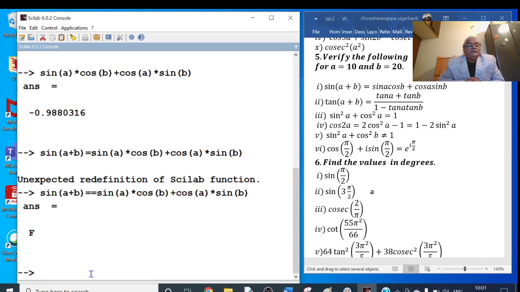This is because of calculation errors. It calculates first the left hand side, then it calculates sin a cos b, then it multiplies. Again cos a is calculated, sin b is calculated, it is multiplied, then it is added. While adding and multiplying, we may get some numerical errors. That means this value and this value may differ after some 10 places, 20 places after the decimal point. Then they will not be equal. For that reason, it is showing F, that is false.